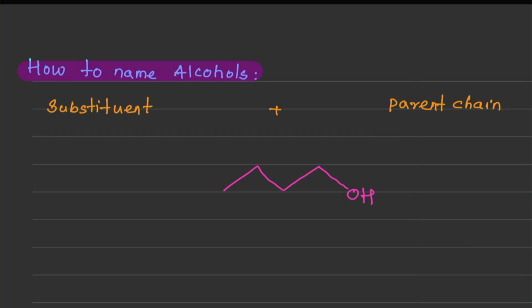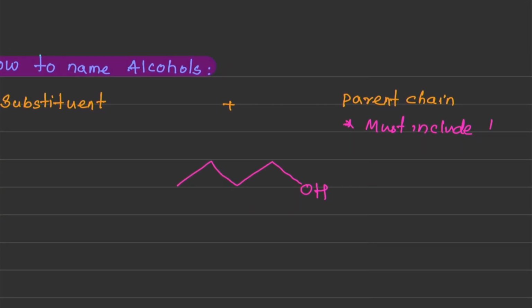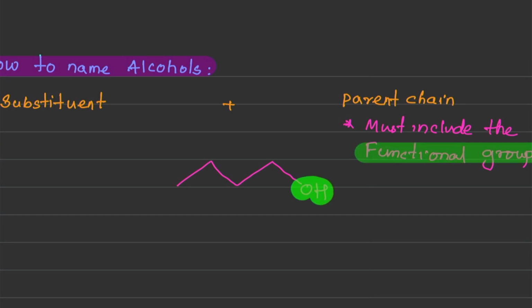a few things you have to keep in mind. In this case, you must include your functional group. So who is our functional group here? In this case, our functional group is our OH group. So this is the functional group. Now you want to make sure this OH group is connected to the parent chain that you're discussing.